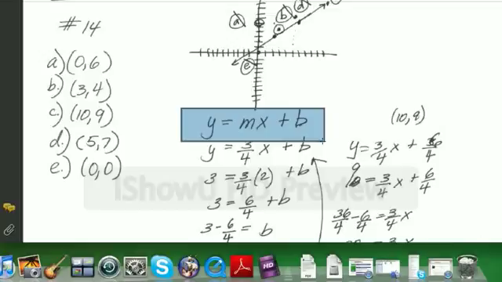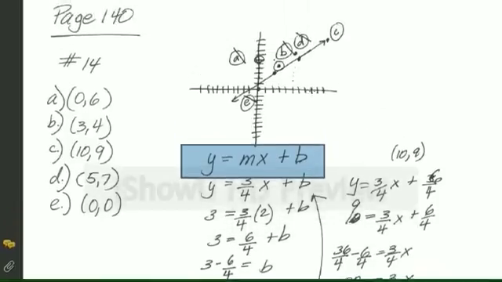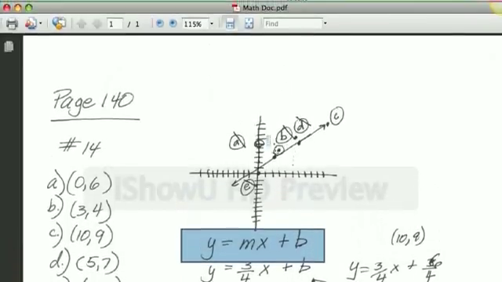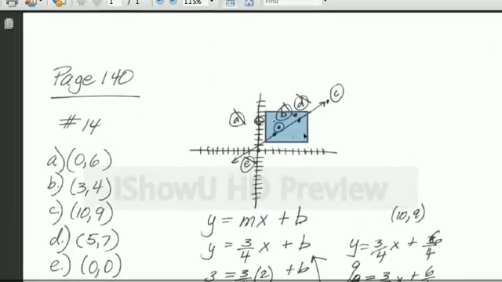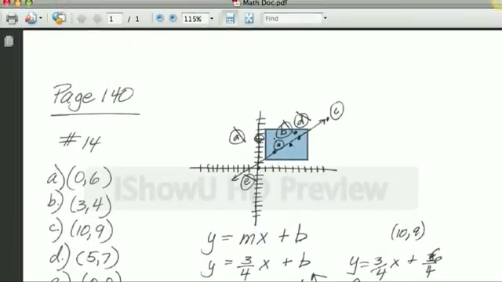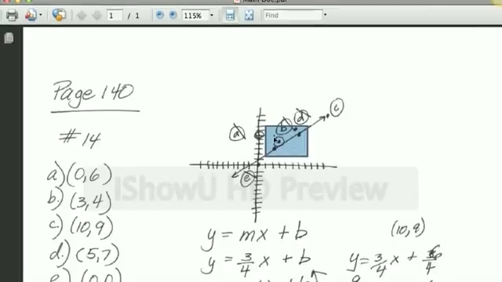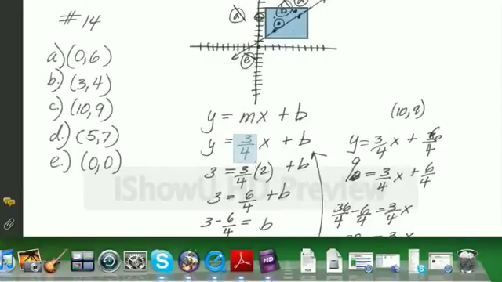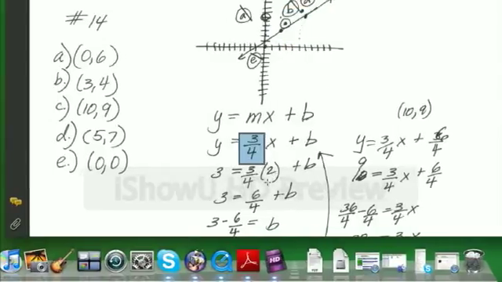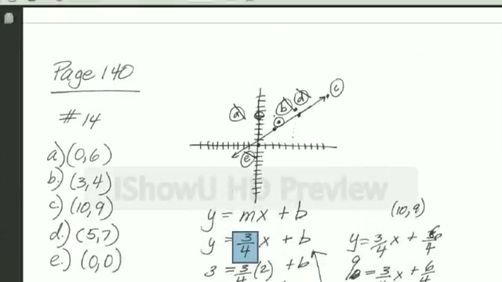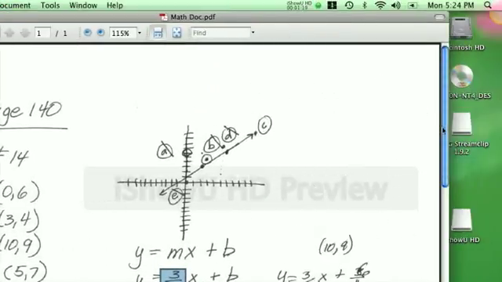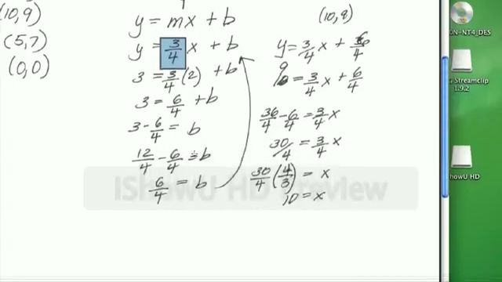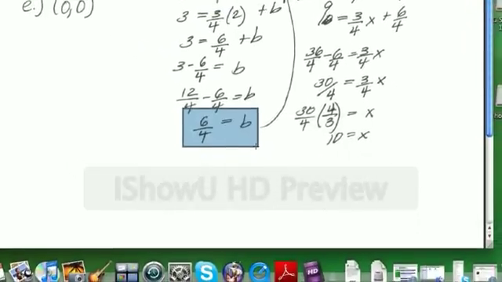You could write the equation y equals mx plus b, and then notice that the slope of these 2 points that define the line is 3 up and 4 over. Rise over the run. The rise over the run is 3 over 4. That's the slope. You could plug back the original point into the equation to arrive at the answer that the slope intercept is 6 over 4.